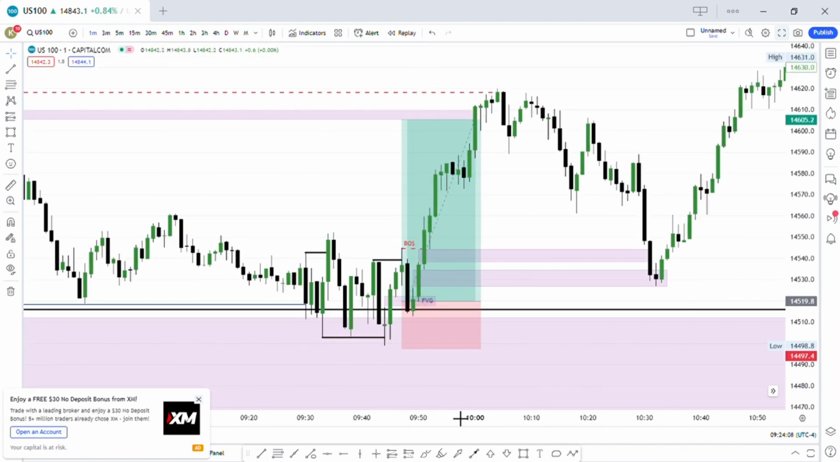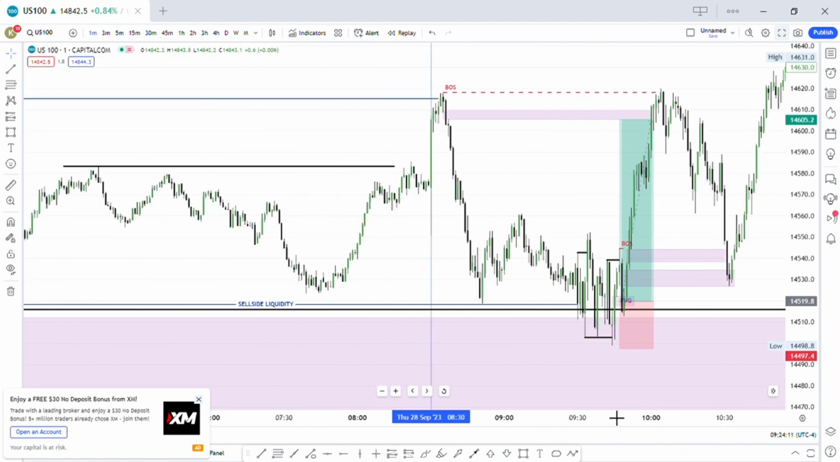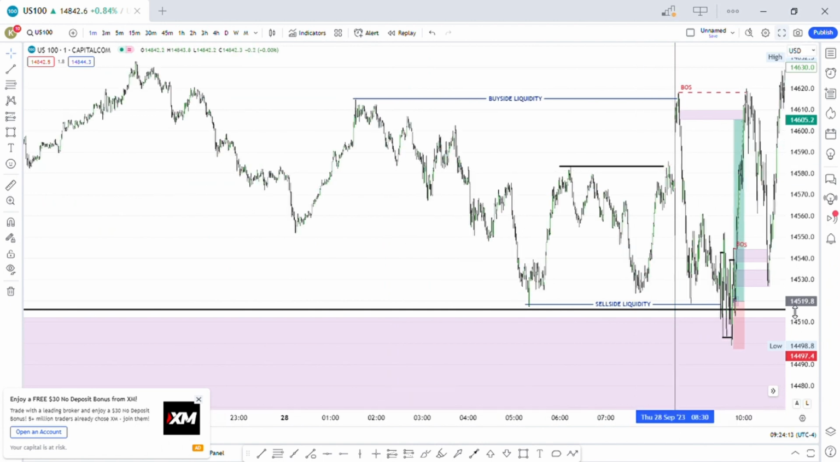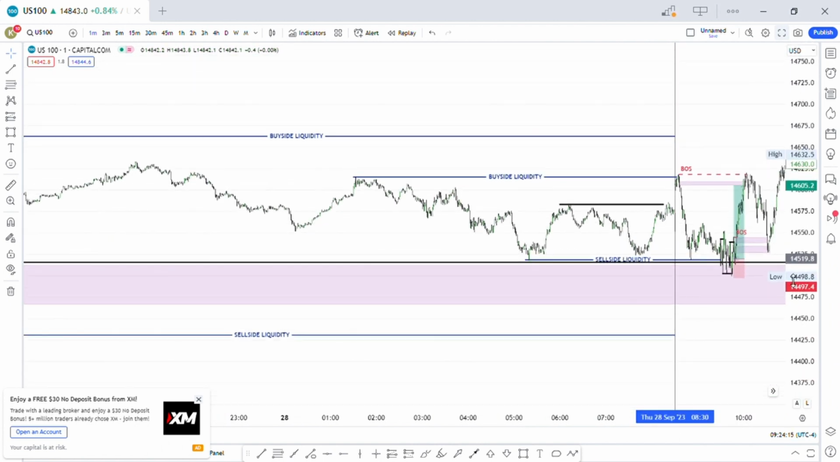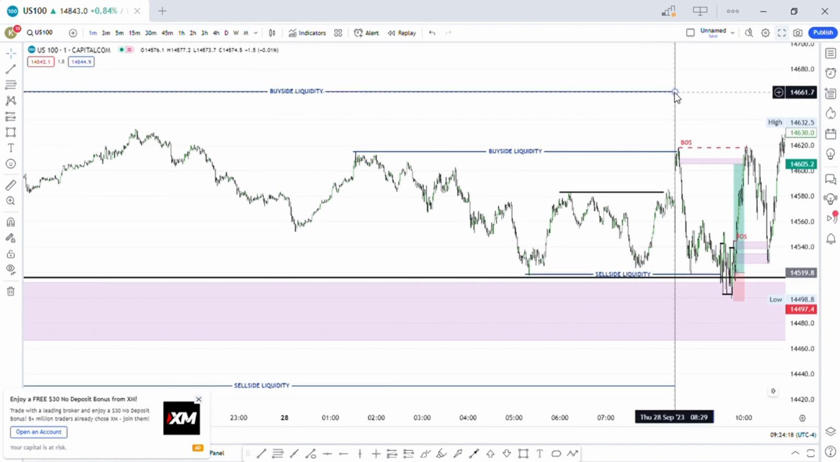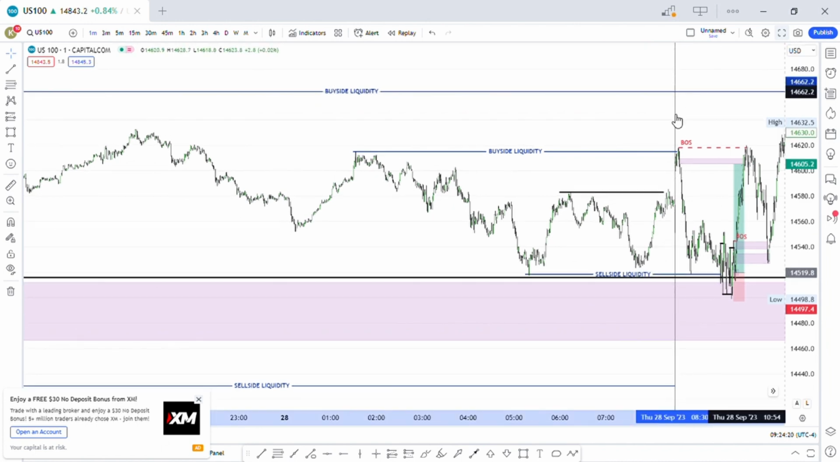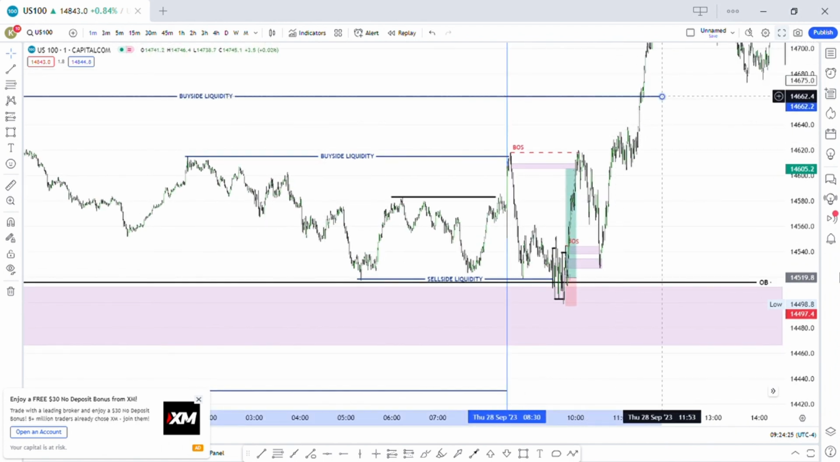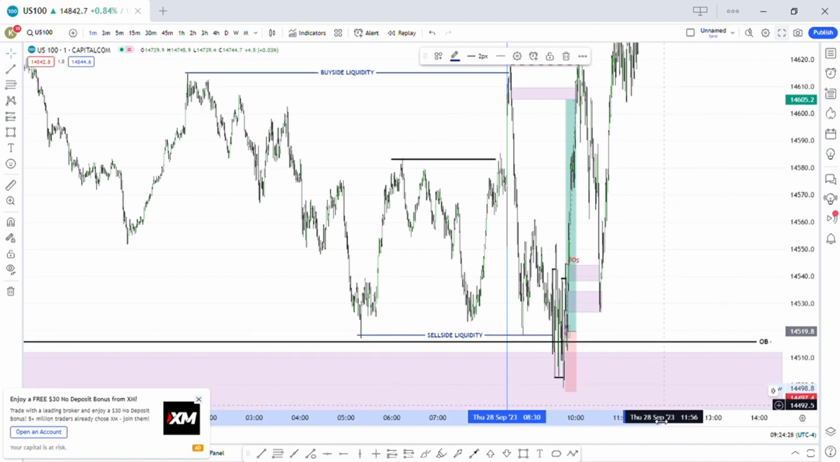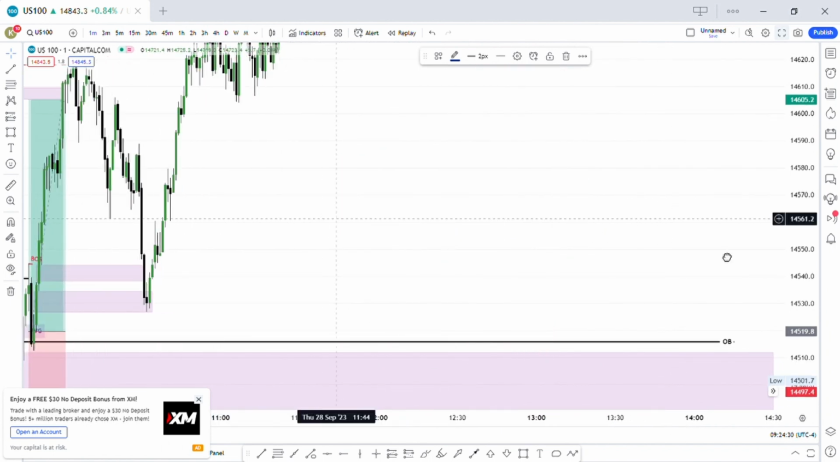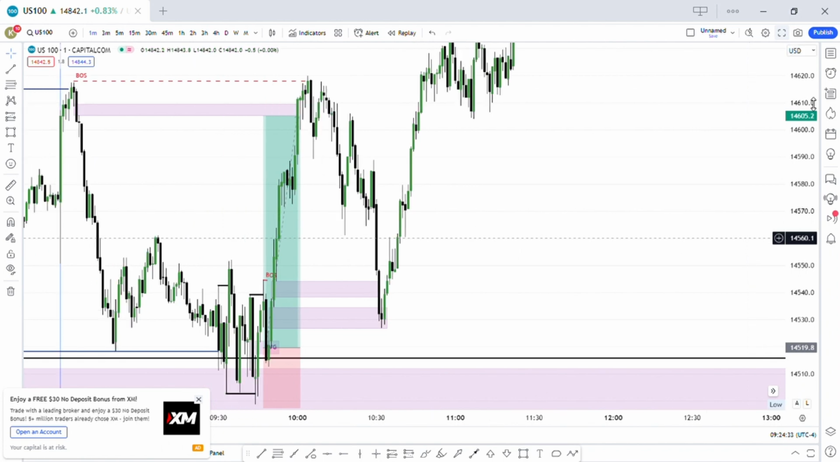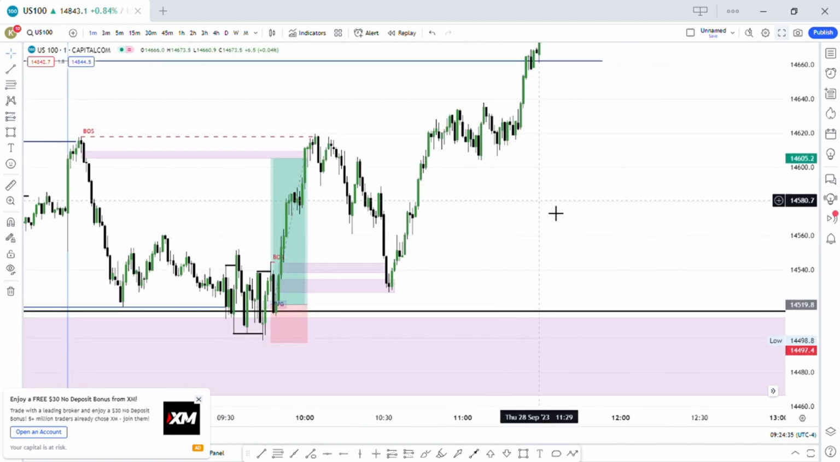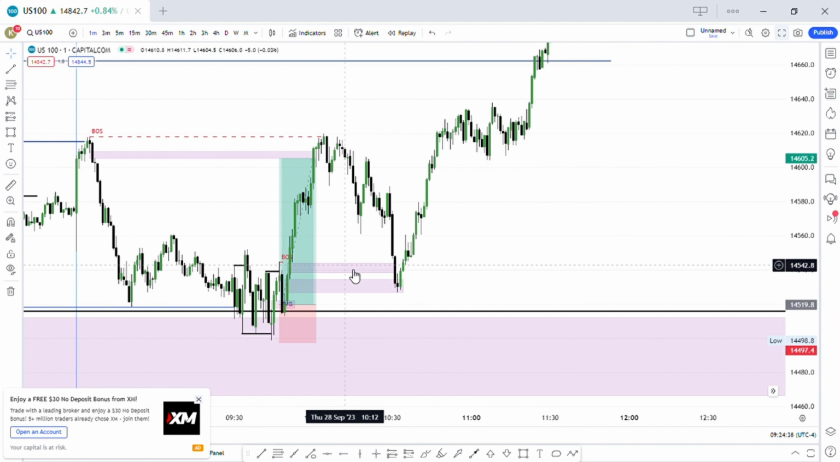Why are we going long? Because the 15 minutes range is liquidity. The 15 minutes range is our liquidity point. So what we do is wait for the market to retrace back into one of these. You can take your long position again at the 50% of the fair value gap.